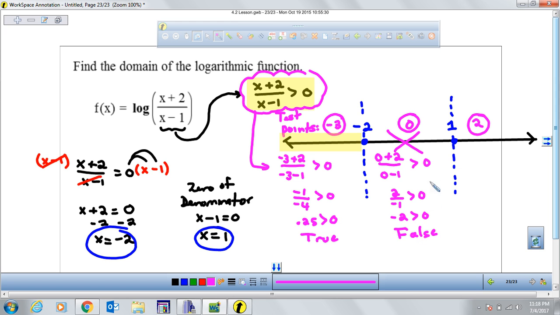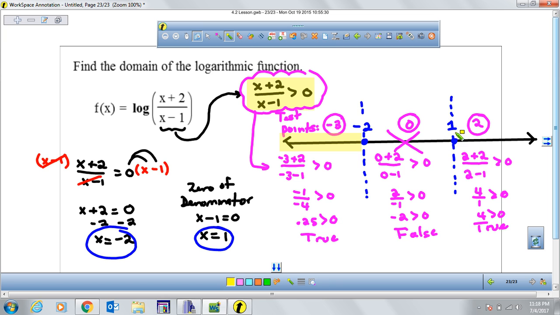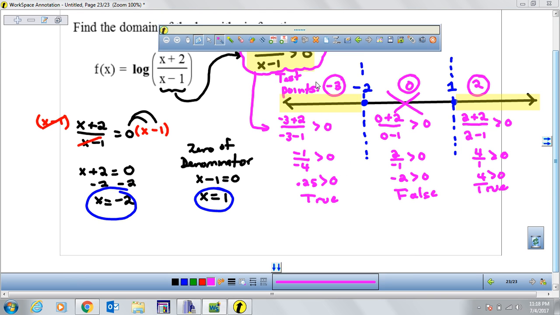Last but not least, x, which is 2, plus 2, over x, which is 2 minus 1, must be greater than 0. That's going to be 4 over 1 greater than 0, which is 4 is greater than 0. And that is true. Since that one makes it true, that means that anything from 1 to positive infinity is also in the domain because it's going to make that original inequality true.